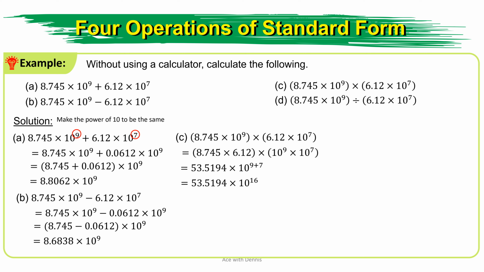And since the number is not between 1 to 10, we can lower it down and put it in standard form, which is 5.35194 times 10 to the power of 17.